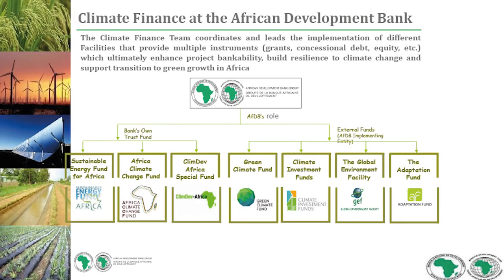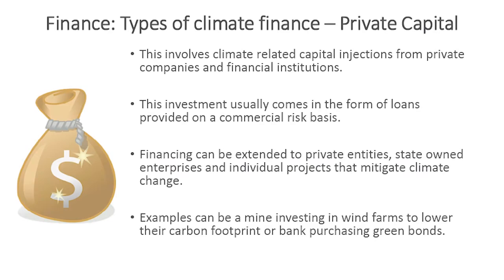There are also funds that I wish to highlight from the African Development Bank. And of course, you know that the African Development Bank works with other entities as well. So the African Development Bank has its own trust funds and also administers external funds. Under its trust funds, it has a Sustainable Energy Fund for Africa, which can be accessed. It also has an Africa Climate Change Fund. And lastly, it has a Climate for Africa Special Fund. Then under the external funds that it helps in implementing, you've got the Green Climate Fund, the Climate Investment Funds, the Global Environment Facility funds, and lastly, the Adaptation Fund under the UNFCCC.